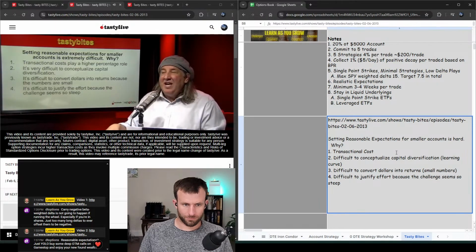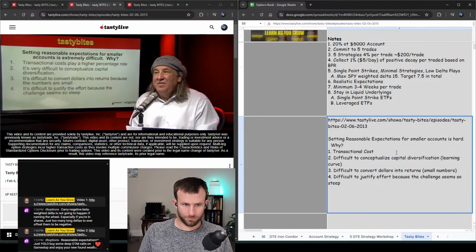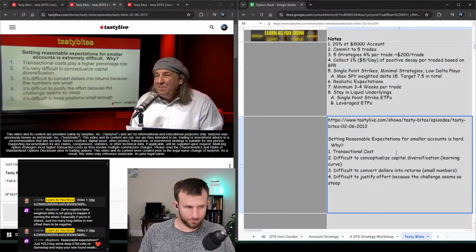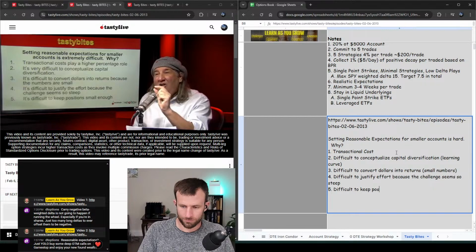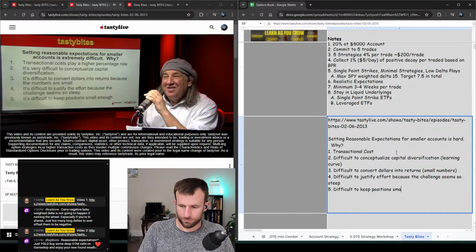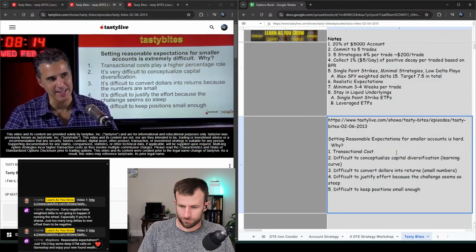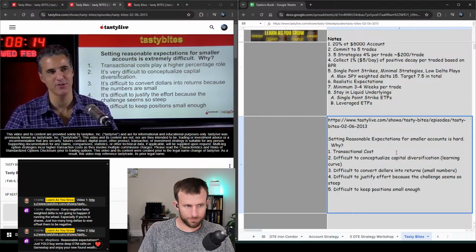Correct. So it's difficult to justify the effort, again, because the challenge seems so steep. And number 5, it's difficult to keep positions small enough. I was going to star this one, because trying to keep positions very small, Tony, is hard. You know that, because eventually you get frustrated. You get frustrated because the numbers are so small. You're looking at $2, $3, $7, $8 one way or the other. You talk about commissions and everything.